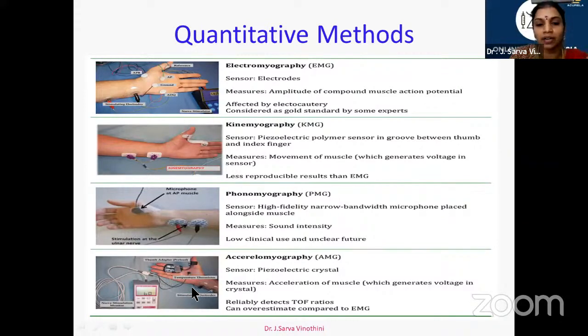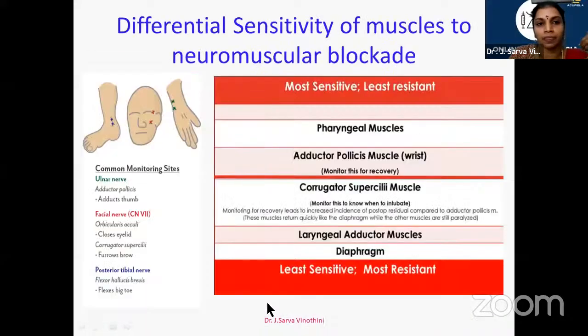And this reliably detects the TOF ratio. It can overestimate the TOF ratio, but what are the muscles that are commonly employed monitoring sites for neuromuscular blockade? One is your ulnar nerve, wherein you monitor the adductor pollicis for the adduction of thumb. Or we can stimulate the facial nerve, and we can monitor the orbicularis oculi. We can look for the closure of the eyelid.